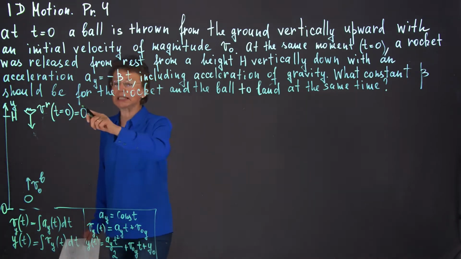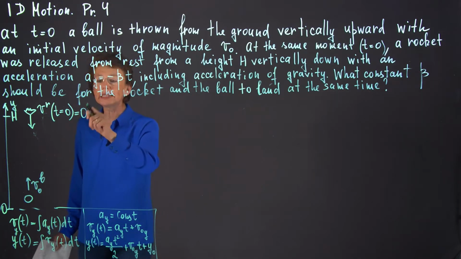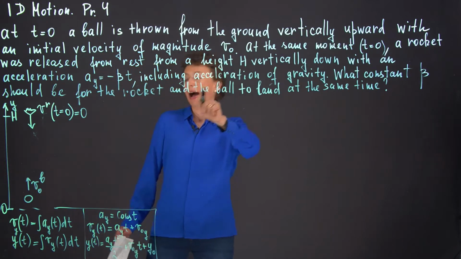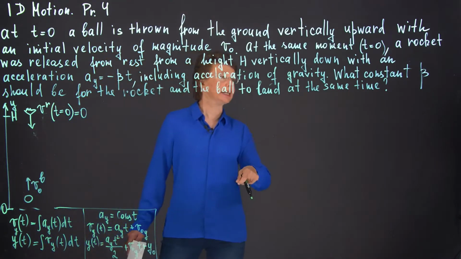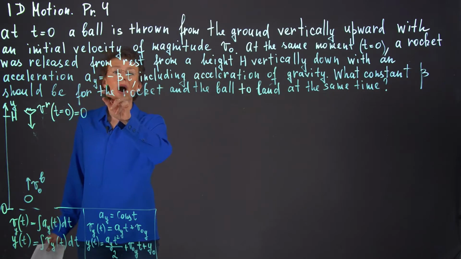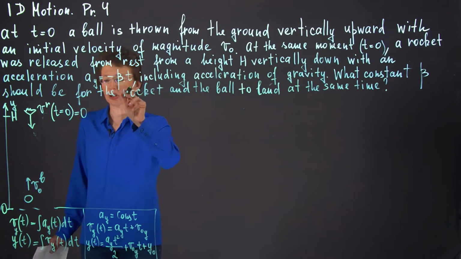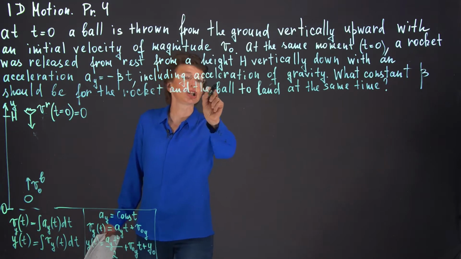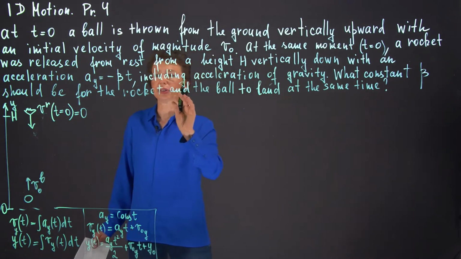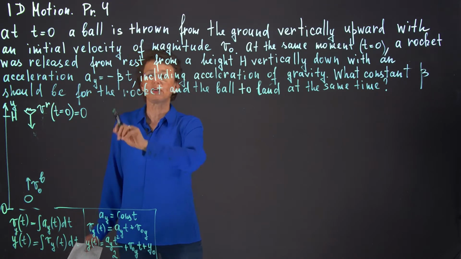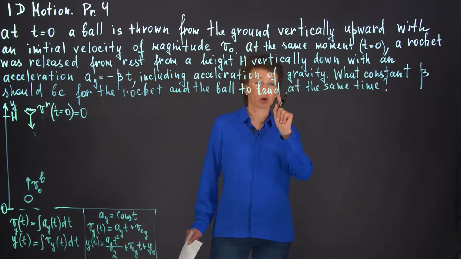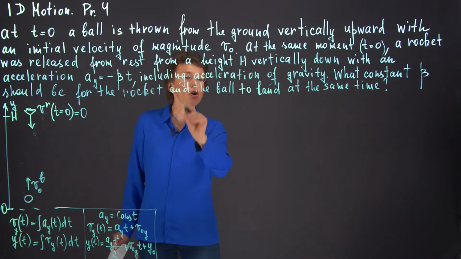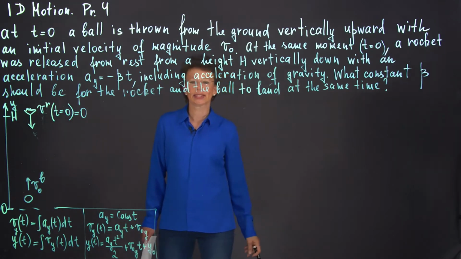What does it mean that it is released? It means that at time moment 0, its velocity was 0. It was released from rest from a height h, vertically down, with an acceleration a_y = -beta t. This is the projection of acceleration, so acceleration is down. And this acceleration includes effects of gravity. So we don't need to worry about gravity for the rocket. They give us acceleration that includes it. Question: what constant beta should be for the rocket and the ball to land at the same time?